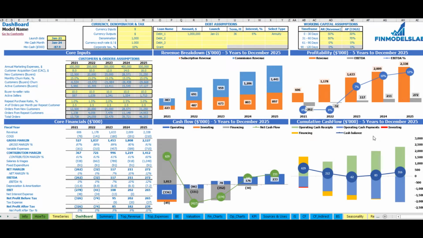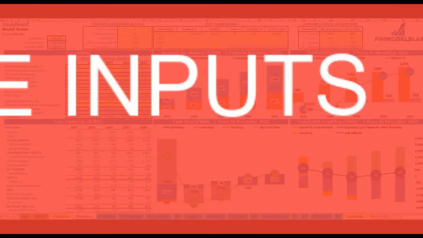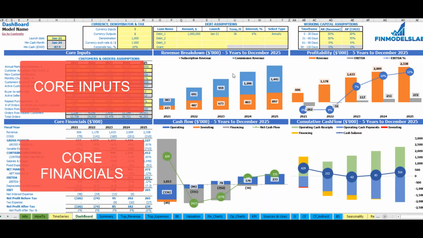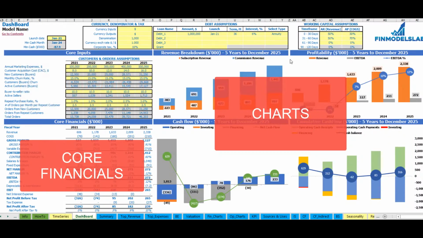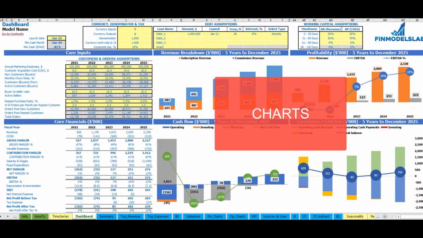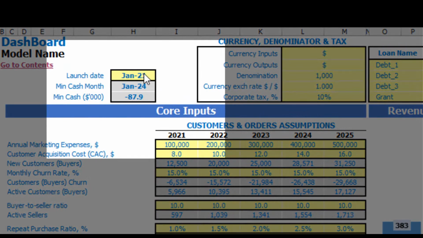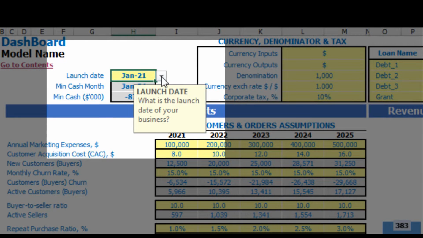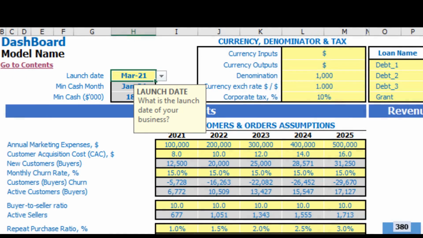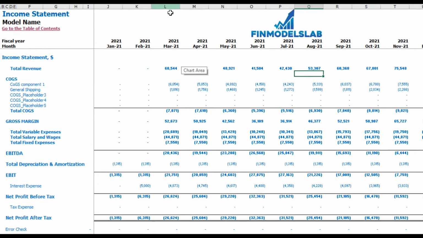On the dashboard tab you may set up your core inputs, see the core financials by years and main charts, which are revenue breakdown, profitability, cash flow and cumulative cash flow by years. So let's start from the launch date. Here you can set up the launch date of your business. It can be, for example, March 21. So if you go to any other time series tab, you may see that all the calculations will start from March 21.